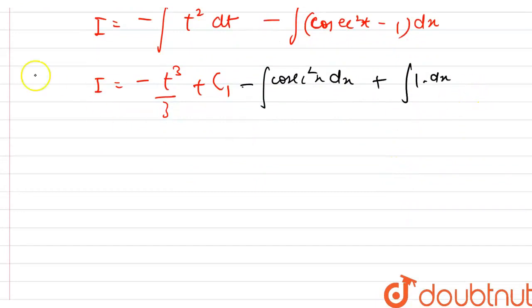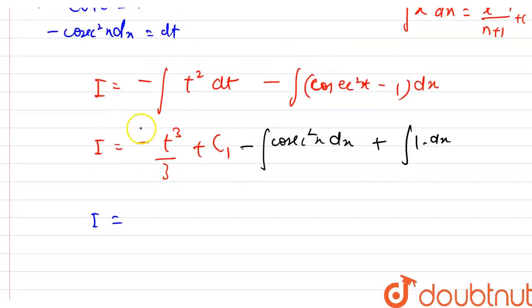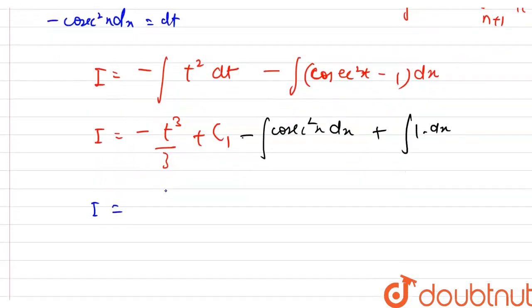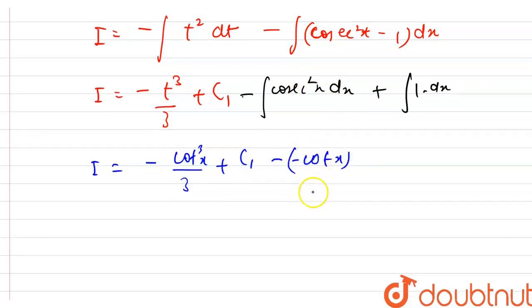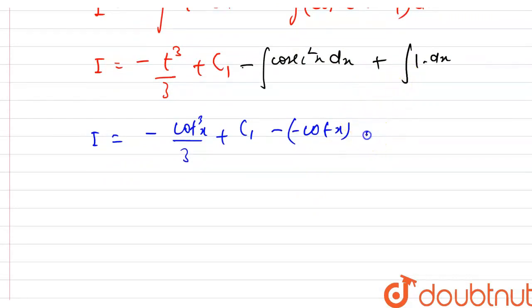Now integration of 1 dx is simple. I'm writing here I equals, replacing t, where t was cot x, minus of cot cube x over 3 plus c1 minus the integration of cosec square x dx. So the integration of cosec square x dx is directly minus of cot x. How? Let me tell you. The integration of 1 is x only. Now coming to this, how can I say that the integration of cosec square x dx is minus cot x.